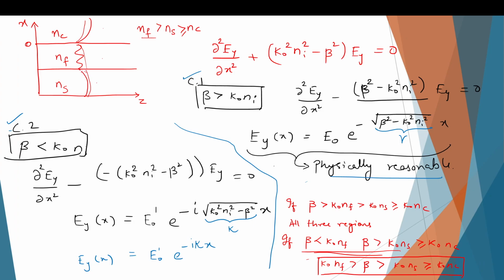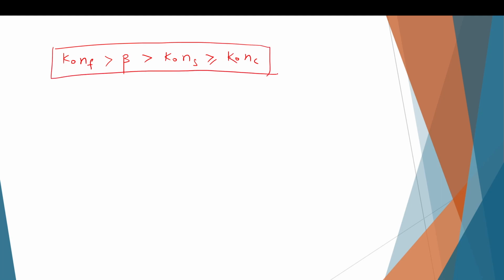Go ahead and I'll just write it down. K naught nf greater than or equal to beta, sorry. So we found one of the conditions for beta.